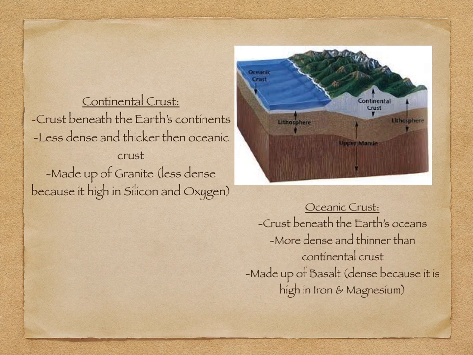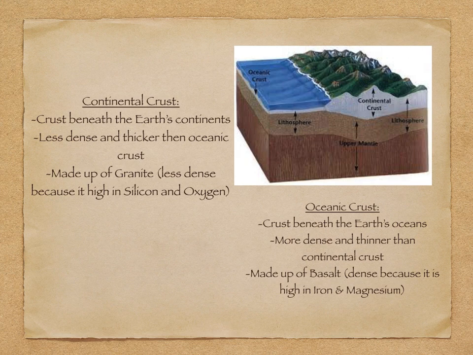The continental crust is the crust beneath the Earth's continents. This crust is less dense and thicker than the oceanic crust. Remember that density is whether or not an object will float. When talking about our continental crust or land crust being less dense than the oceanic crust, what we mean is the continental crust can potentially float on the oceanic crust. This will be important later when we're talking about the tectonic plates. The continental crust is made up of granite, which is less dense because it's high in silicon and oxygen.